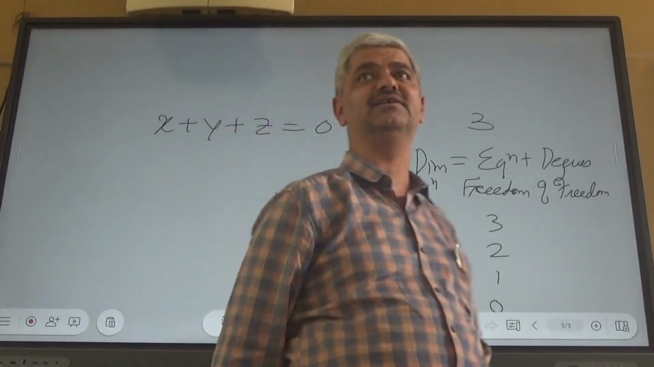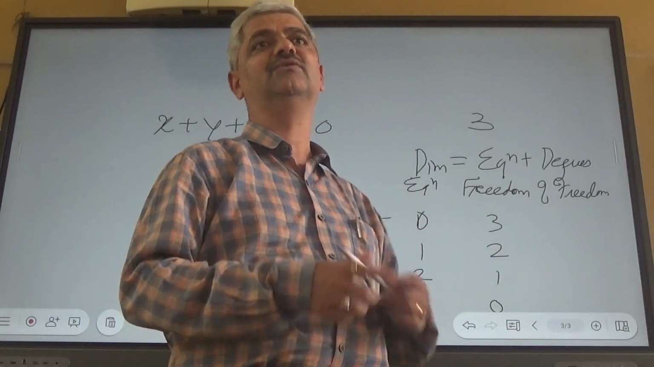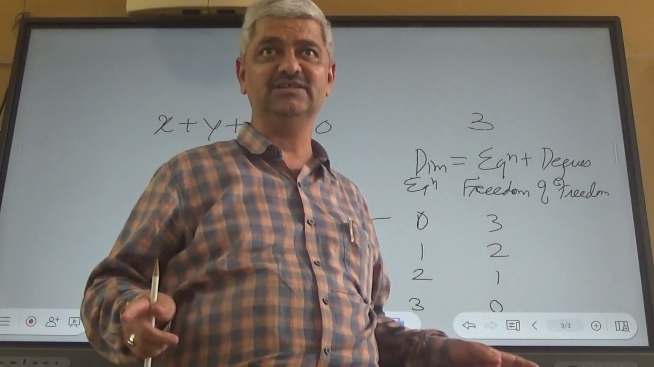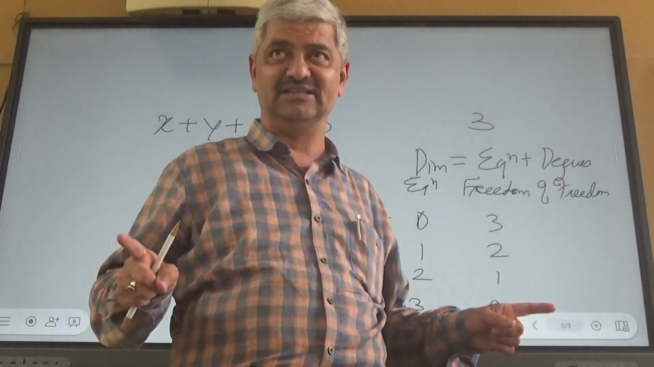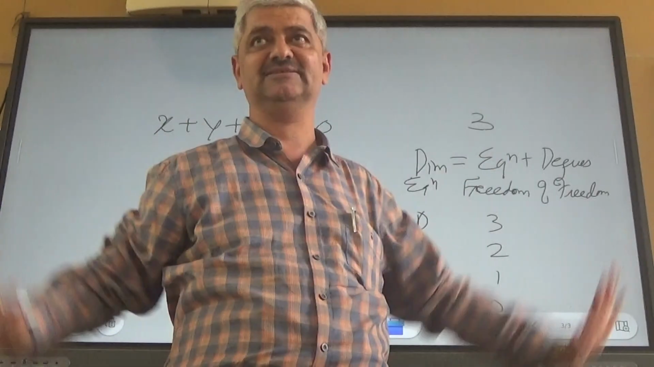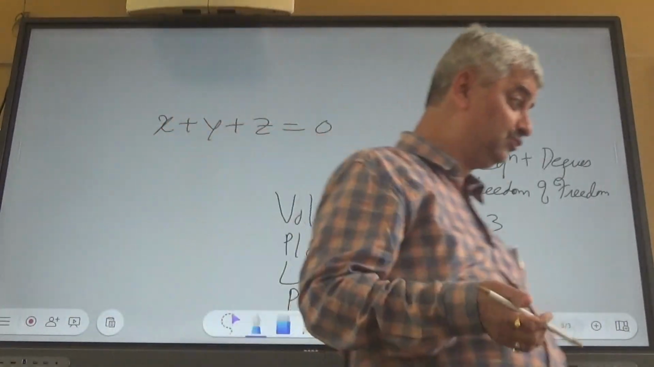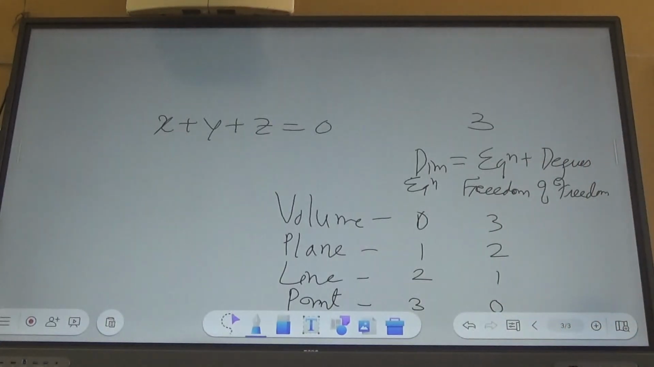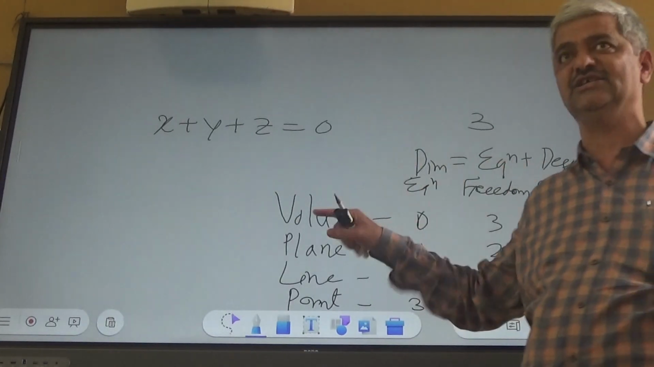So in a 3D Cartesian coordinate system, 3 equations represent a point, 2 equations represent a line, 1 equation represents a plane, and no equation represents the entire space. When I say 3 equations, there are some consistency issues which we will elaborate tomorrow.